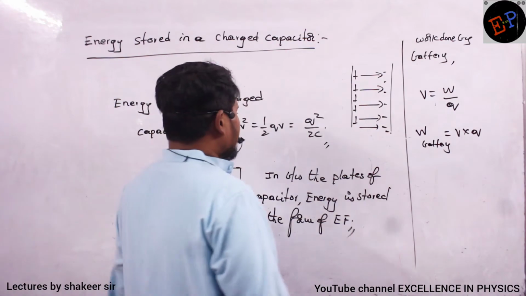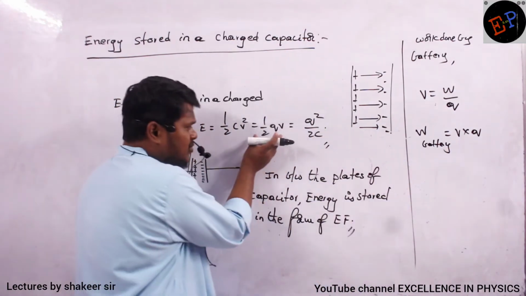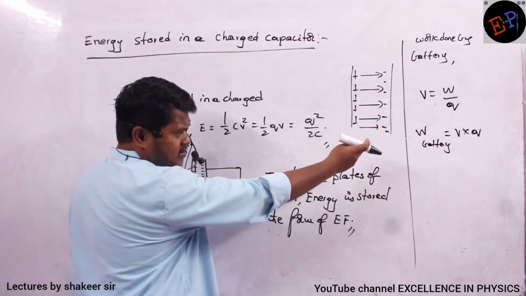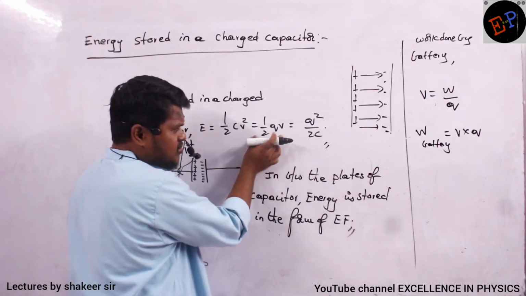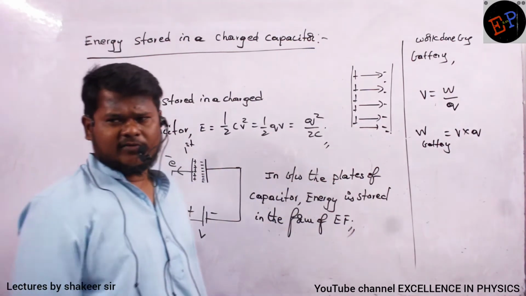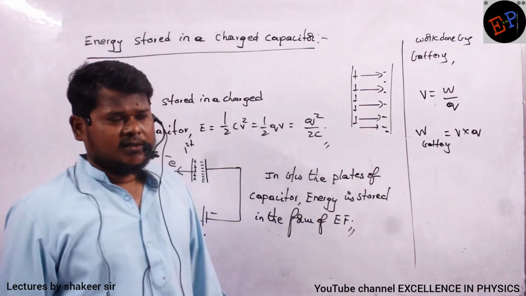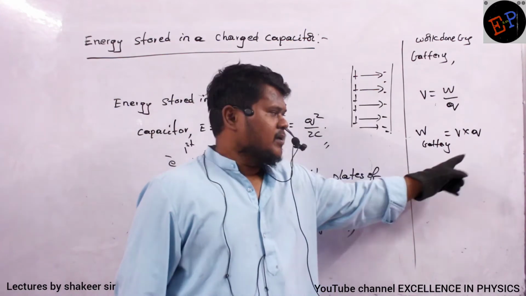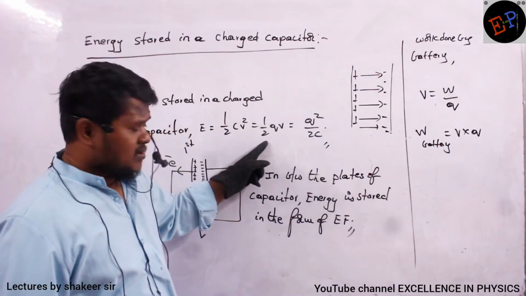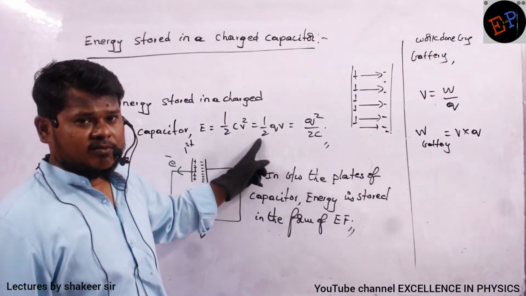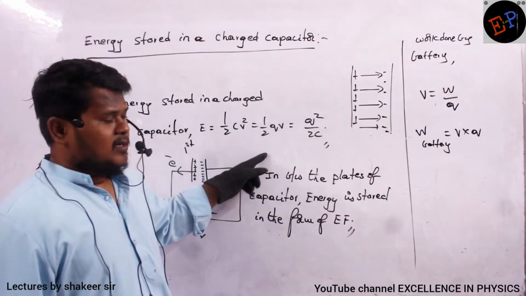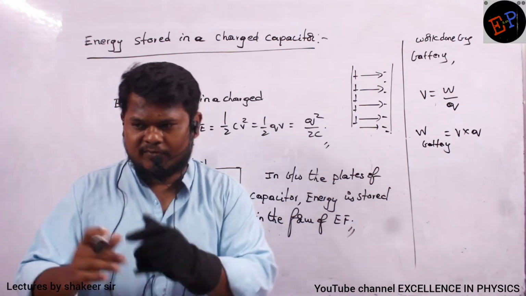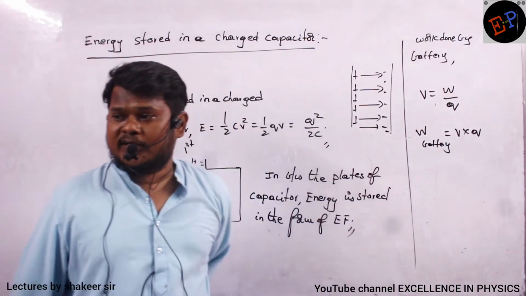But if you see here, how much energy is stored in the capacitor? Work done by the battery is Q into V. But the energy stored is only half of that, no? Do you understand? The battery does Q into V work, but the capacitor stores only half of that energy. It means out of the total work done by the battery, the capacitor will store only half. What happened to the remaining half of the energy?